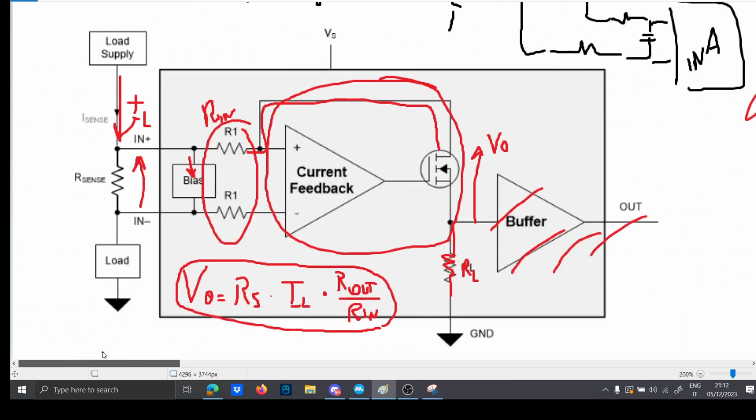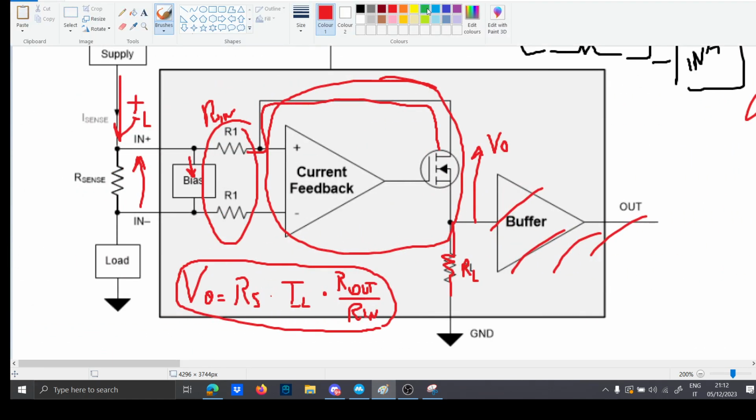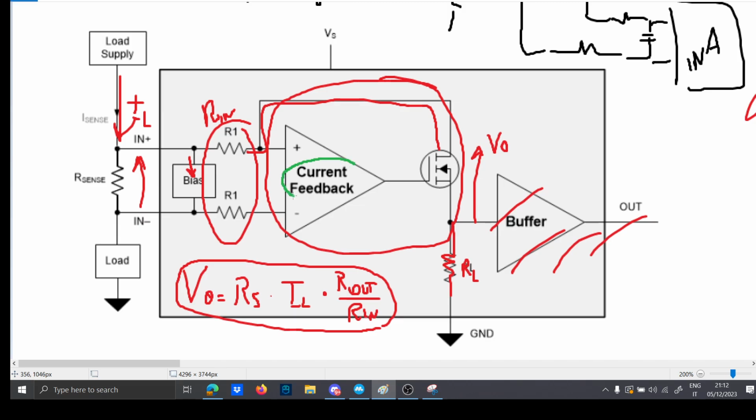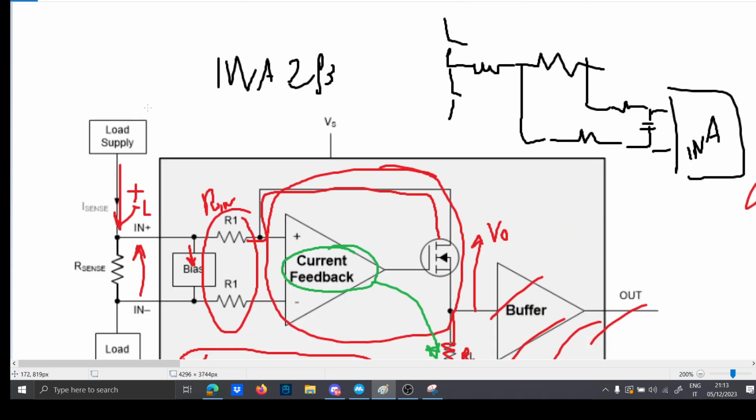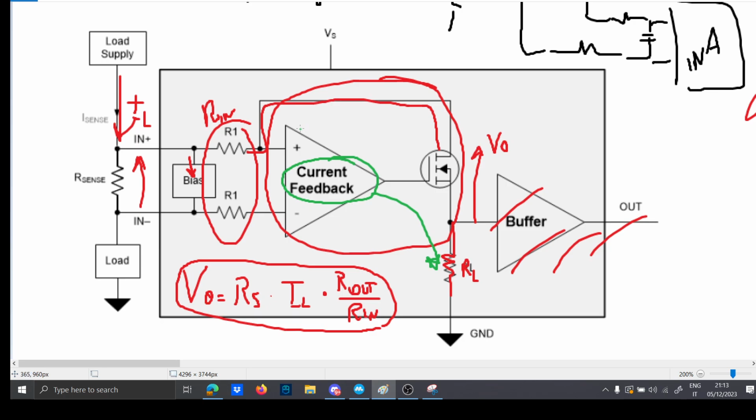So another detail that you must not skip is the fact that we have the current feedback op-amp. This is very important, and it is the reason why you have the load resistor here, which normally in the op-amp you don't take into account. Now, why the current feedback and not the classical op-amp? The reason is very simple. Short answer: the gain does not depend on your RF resistor.